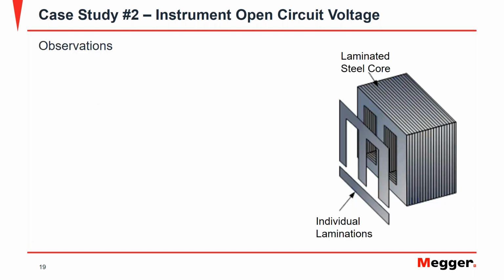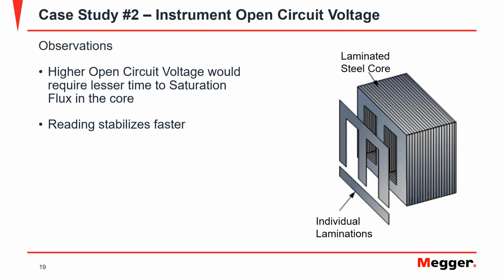So what were our observations? We obviously saw that a higher open circuit voltage required less time to saturate the transformer core, and this translated into a faster stability of the reading.